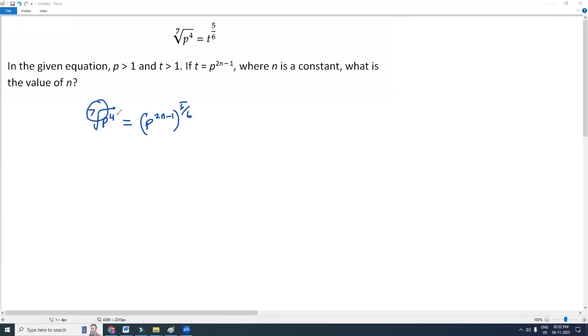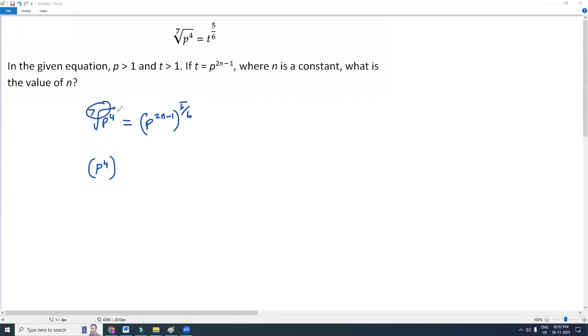Here we have a radical on the left side of the equation. Whenever we have a radical, it can be written as an exponent. When I write a radical as an exponent, it has to be a fraction. The numerator has to be 1. The denominator of the exponent has to be the index of the radical. Here the index of the radical is 7. Okay, p to the 4th power.